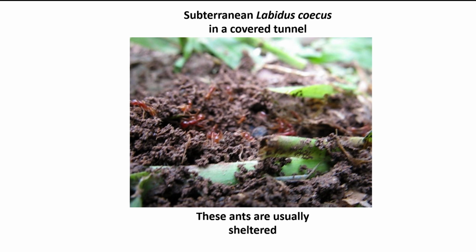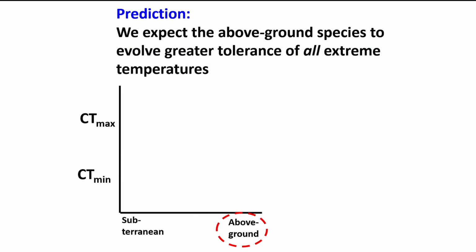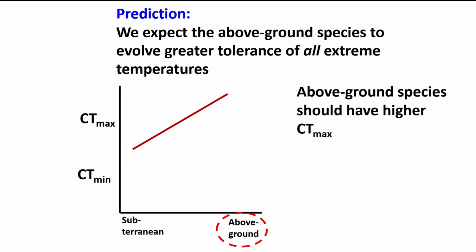So our prediction is that because the above ground species are exposed to and need to be able to deal with extreme high temperatures and extreme low temperatures, we expect them to evolve greater tolerance of all temperature extremes. So the pattern we expect, if we look at a range of species that go from subterranean to above ground, is that the above ground species should have higher CT max, tolerating higher maximum temperatures, and they should also tolerate lower minimum temperatures.